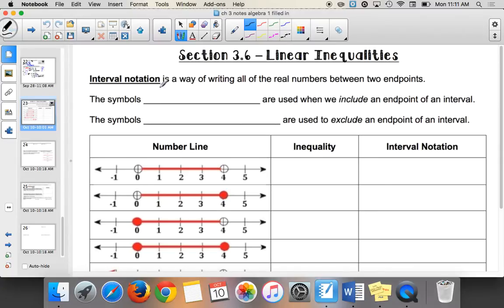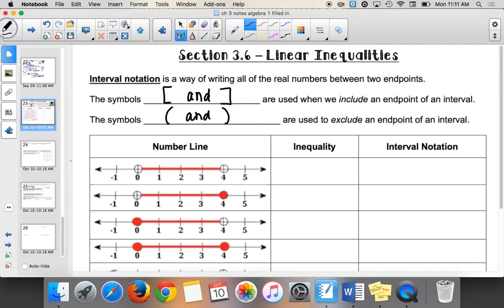So if you have a bracket, this kind, or this kind, they're used when we include an endpoint of an interval. So the brackets are going to include the endpoint. It's like it's filled in on that endpoint, and then the parentheses are going to be open, okay? So I have some examples.